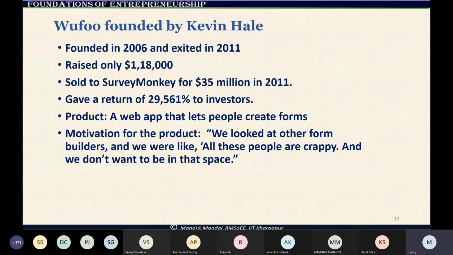And then at some point of time, he raised some money also. That was $118,000. It's less than a crore rupees. But then very soon, he founded it in 2006, and he sold this company in 2011 with hardly any money spent, only $0.1 million spent, and he sold it for $35 million. He gave 29,000% return to his investors, and his own return is more than infinite percent, something like that, because he did not invest much money there.